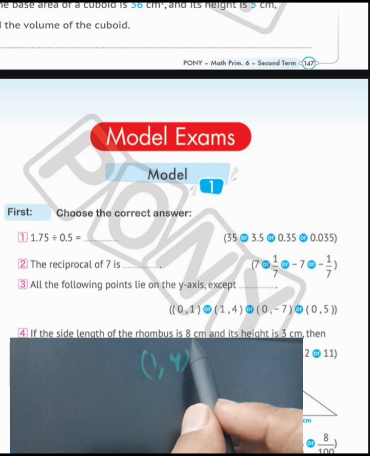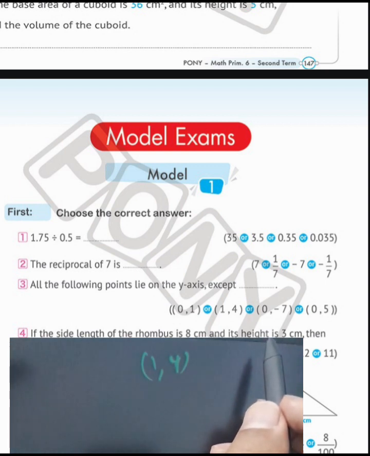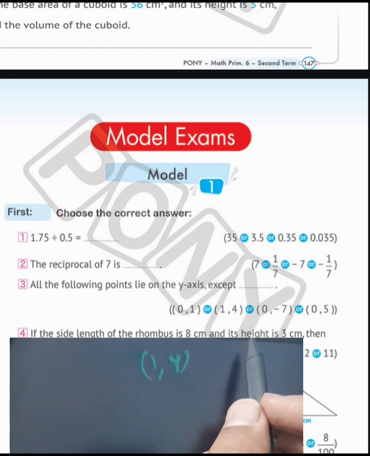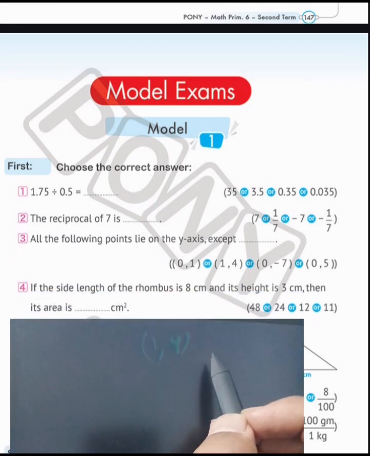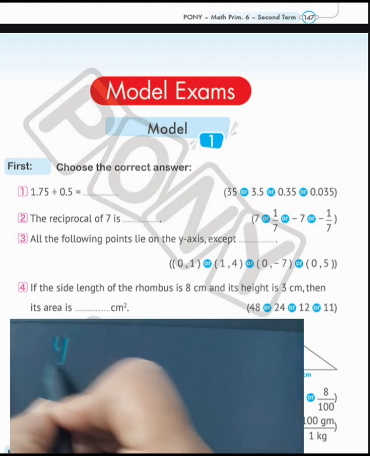But (0, 1), (0, -7), (0, 5), all these points lie on the y-axis. Question number 4. Look with me at question number 4.